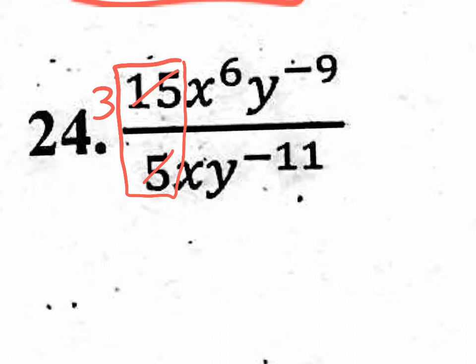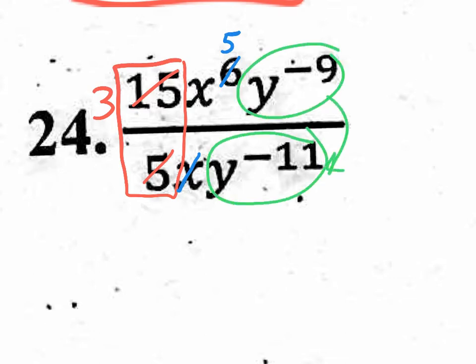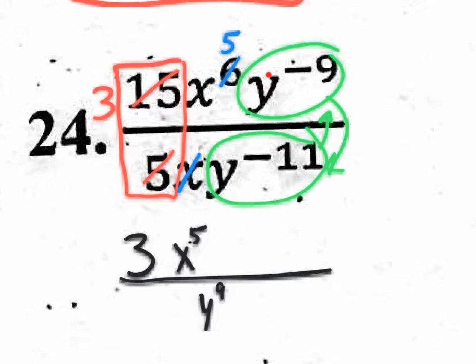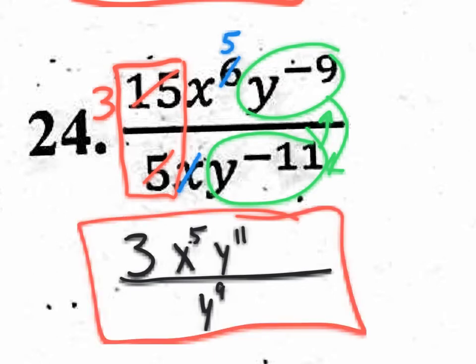Let's move on to the letters. We have 1x on the bottom. I'm going to scratch that x out, and I'm going to cancel out with 1 of the 6 up on top, so I'll have 5 left over. And for the y's now, I need to take those and move them to the other side to make them positive. So I'm going to grab those and switch them around. Let me rewrite my whole thing so I don't get confused. There's a 3 up there. There's an x to the 5th. There's a y to the positive 9 because that y to the negative 9, when it goes down, it becomes positive. And this y to the negative 11 has to go up and has to become positive as well. So I get a y to the positive 11 as well right there. And there's nothing else to cancel. That is your answer for number 24.